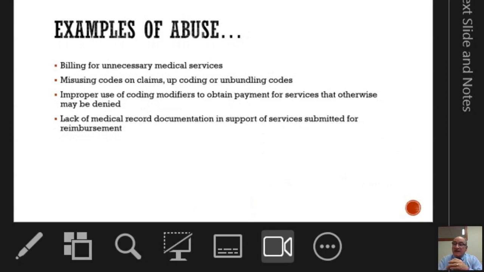And lack of documentation. This is probably the biggest one that we're concerned about: the documentation has to support the services that were submitted for payment. And the old adage is, if it wasn't documented, it wasn't done. And that's still true to this day.